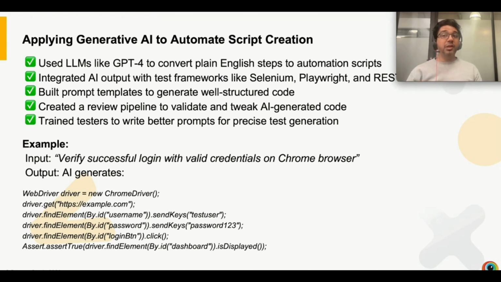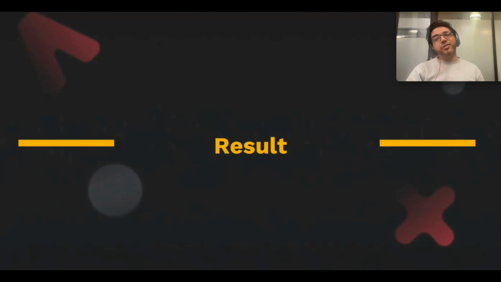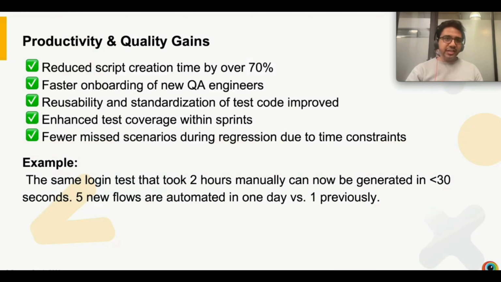And the fourth point, we will also see how we can enhance our code optimization and coding standard techniques using generative AI. Makes sense, right, folks? Give a thumbs up. Okay, so the last one is the result. What result will we get? We will get reduced script creation time by over 70%.